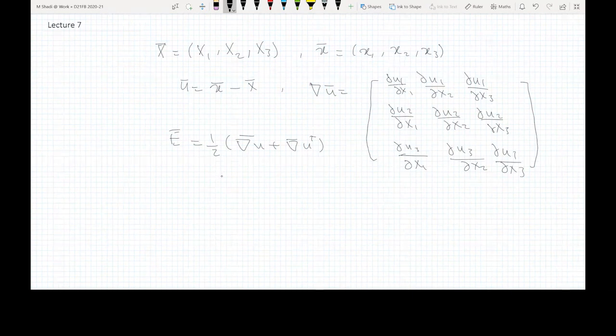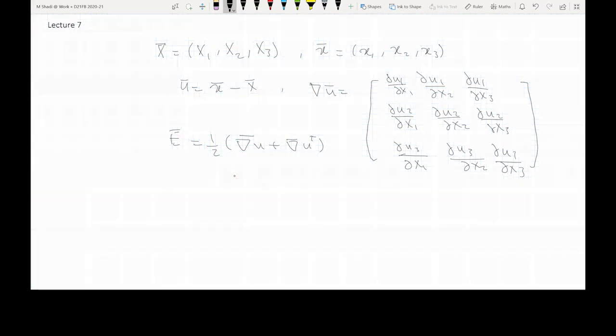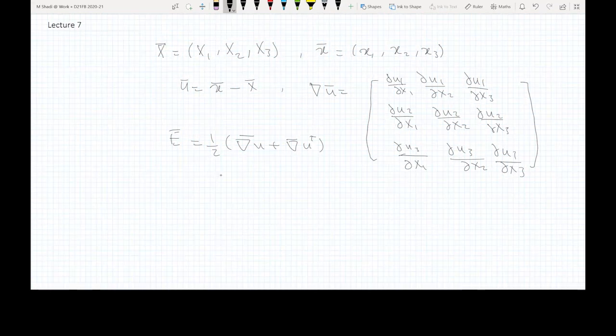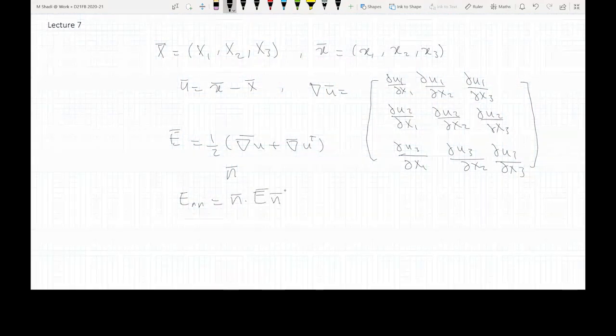Once we have the strain tensor, we said this is just a standard tensor. If you are interested in finding the change in the length in a certain direction, so for example, in the direction n, then the change in the length, I'm going to call it ENN, is equal to n multiplied from left and multiplied from right.